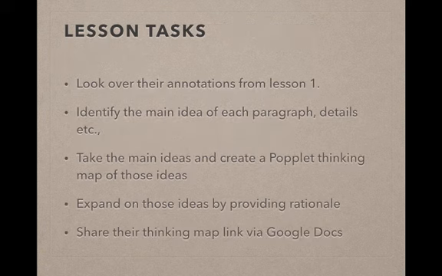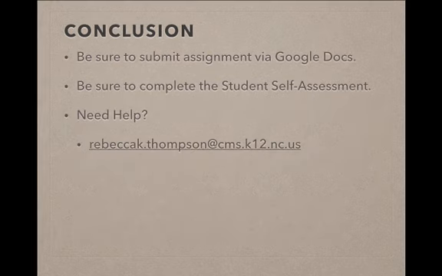So what we're going to do is look over some of our annotations from Lesson 1, and we're going to identify the main idea of each paragraph and the details of those paragraphs. Then we're going to take those main ideas and details and create a Popplet thinking map. We're going to expand those ideas by providing rationale to your Popplets, and then you're going to share your Popplet thinking maps via Google Docs.